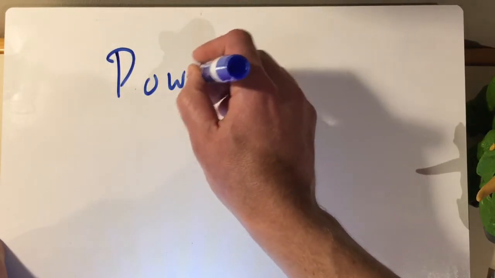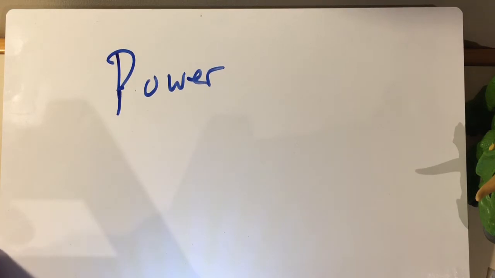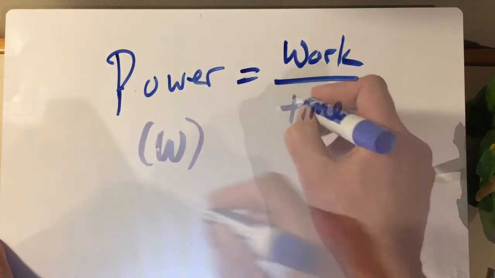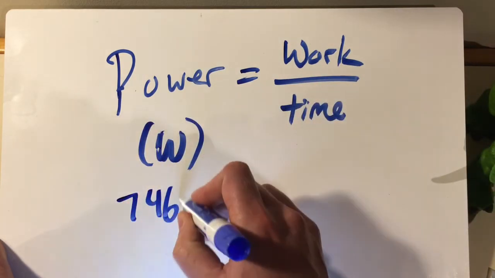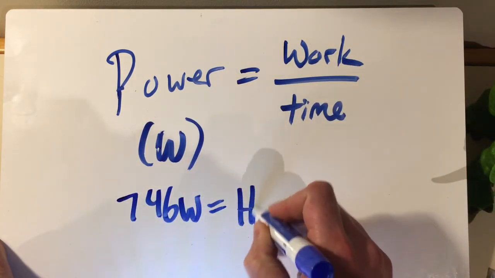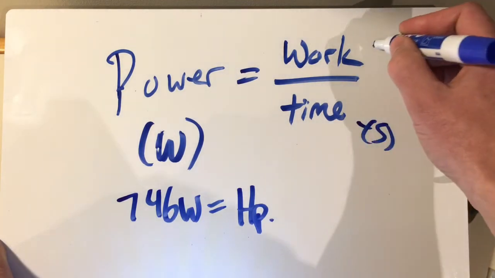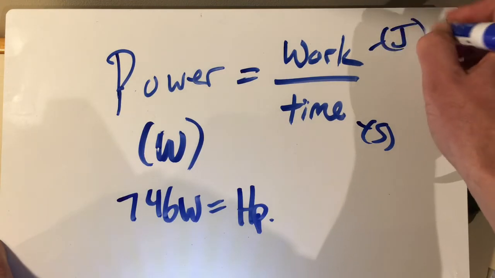So power includes the concept of time. A more powerful machine can do things more quickly. So power equals work divided by time. So 746 watts equals 1 horsepower. Time is always in seconds, and then work, as we mentioned before, is always in joules for this equation to work out. Okay, next concept really quickly is potential energy.